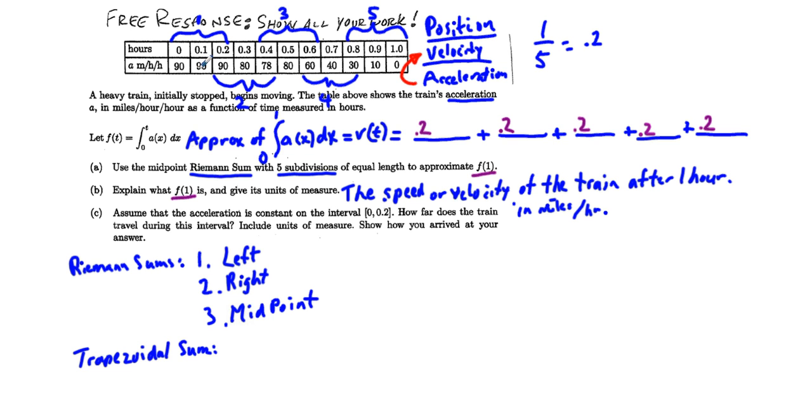The midpoint for this first interval is going to be 90. The next interval is 90, 80, 78. Well, it's going to be 80 is our midpoint. Next one we have is 78, 80, 60. We're going to have 80 here as well. And this fourth one, our midpoint is 40. And our last one here, our midpoint is 10.